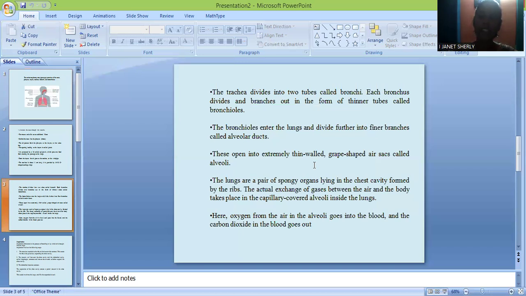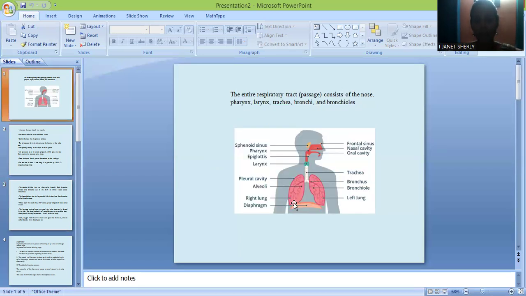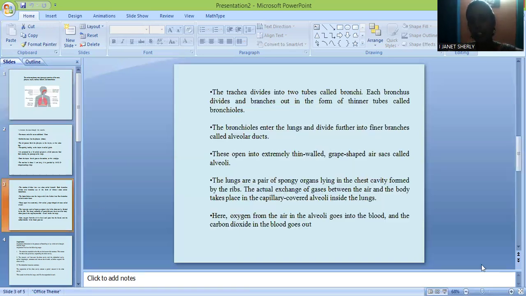And this opens into extremely thin-walled, grape-shaped air sacs called alveoli. So we have some grape-shaped, almost like a ball, inside the lungs. So these will be almost grape-shaped air sacs. We call that an alveoli.